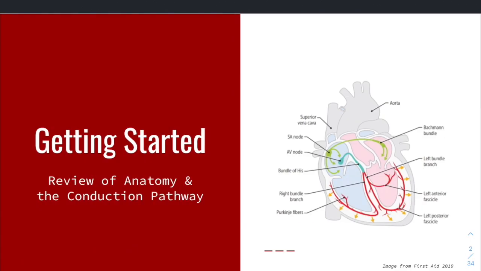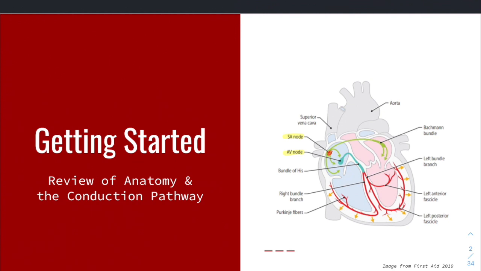So just a quick review of our anatomy and the conduction pathway. We have two types of cells in the heart. We have our cardiac myocytes and our pacemaker cells. So our SA and AV node are our two pacemaker cells. These are the cells that have that automaticity that keeps your heart rate consistent and going. So we're always going to start at the SA node.